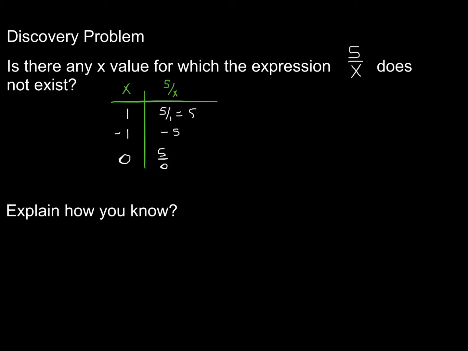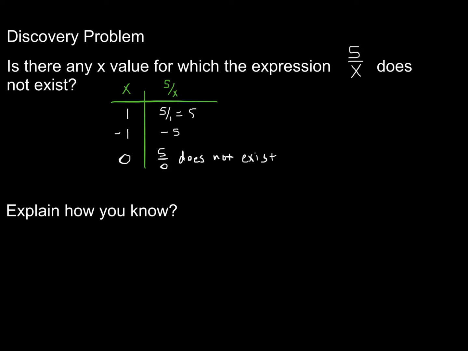In other words, 5 divided by 0 does not exist. So when x is equal to 0, our expression is what we call undefined, or in other words, it does not exist. Now, this isn't just the case for 5 divided by x. This is the case for any number divided by 0.